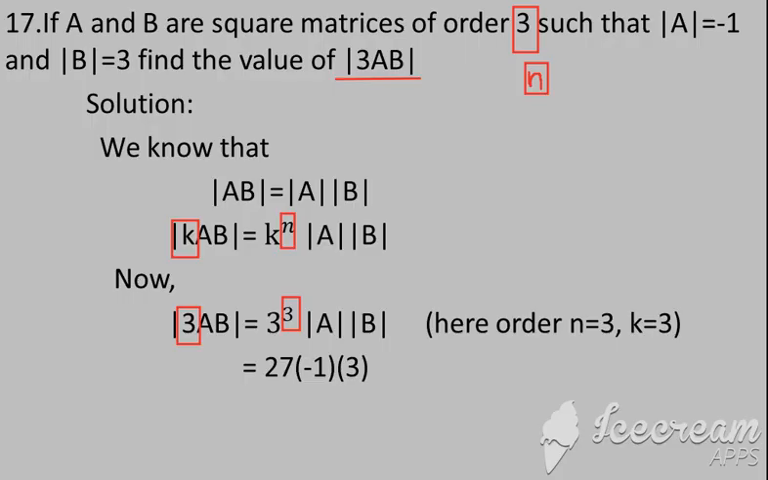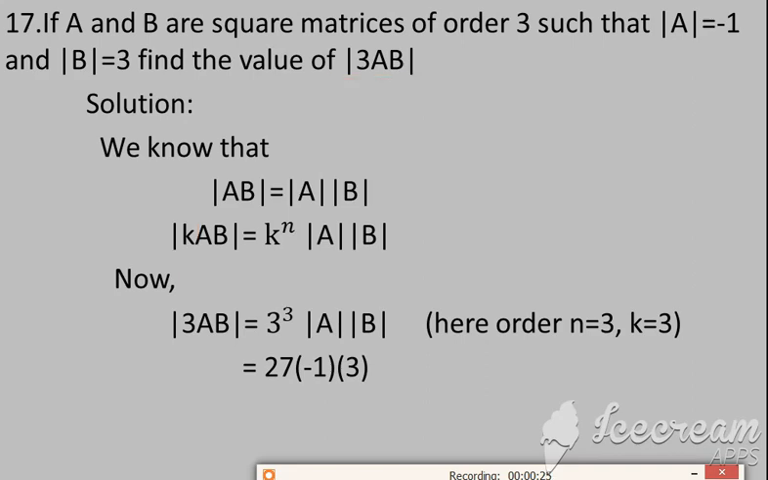3 cube value is 27. Already the determinant of A is given in the question: determinant of A is equal to -1 and determinant of B is equal to 3. I am substituting here. So 27 into -1 into 3. 27 into 3 is 81, 81 into -1 is -81. That is the answer. Determinant of 3AB is equal to -81.